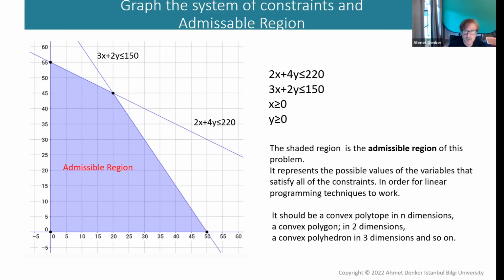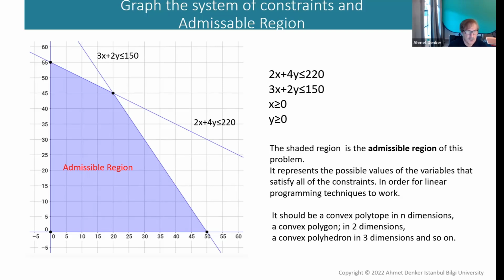That's the reason we have to make these assumptions at the beginning, that these variables must be larger than or equal to 0. So we confine ourselves to this part of the coordinate axis plane. So it is in 2 dimensions, but in general, this is applicable to n dimensions. And the admissible region is a convex region.